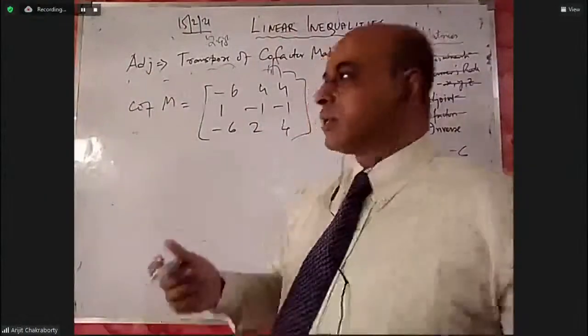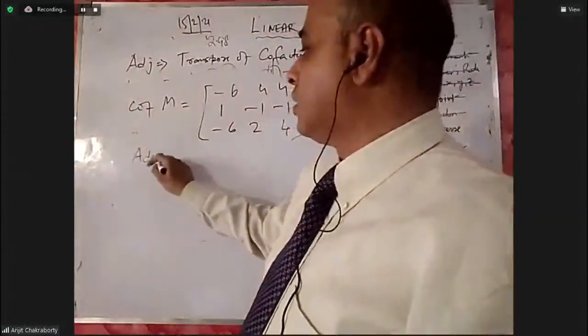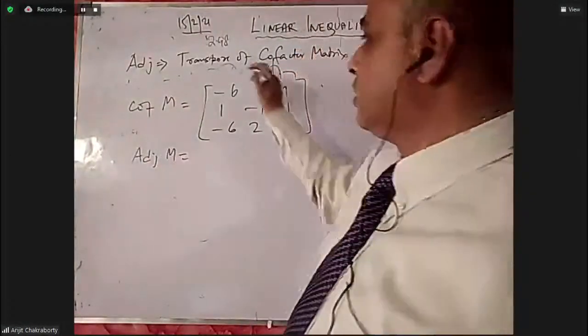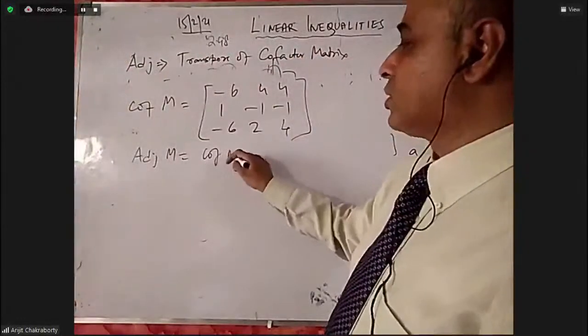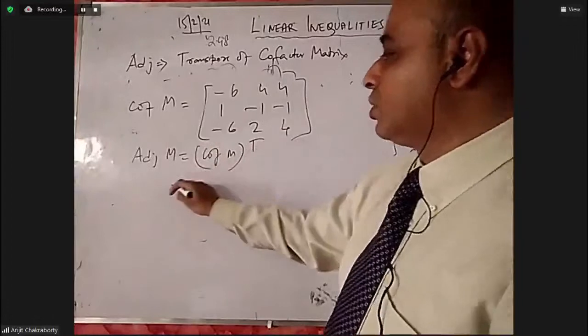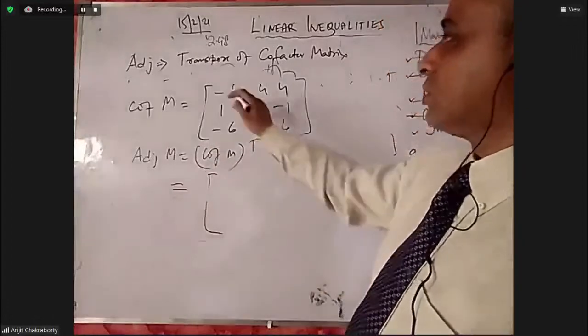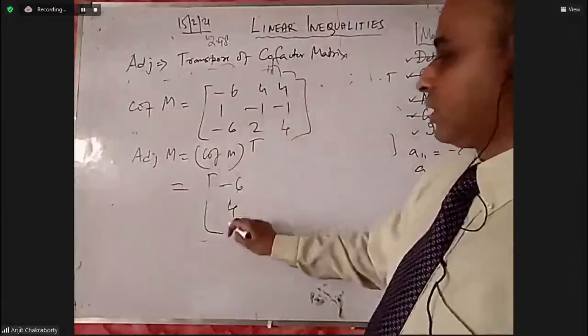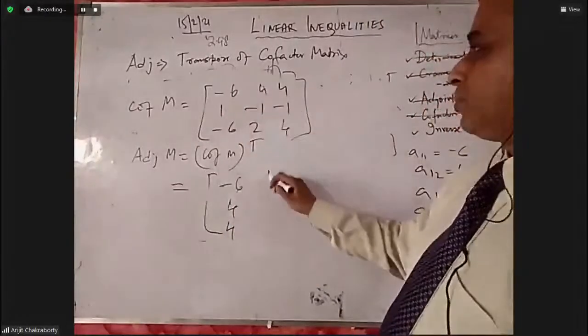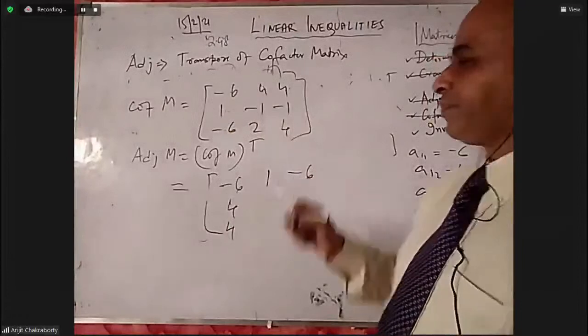So the adjoint of the matrix will be the transpose of this particular matrix. So cofactor matrix transpose. The answer is -6 will remain as it is. This 4 will come here. This 4 will come here. 1 will go up. -6 will go up.